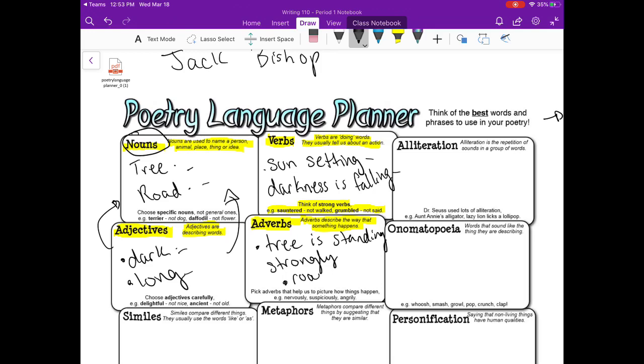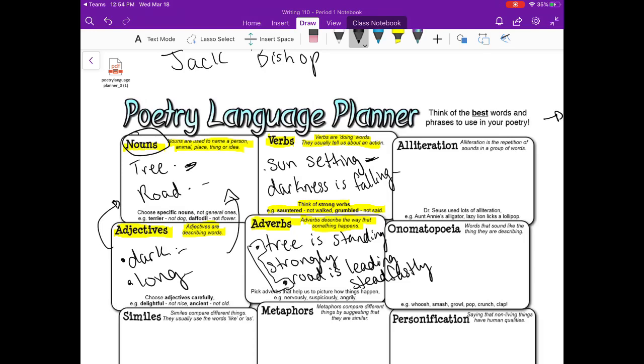The road is leading steadfastly. Okay, so think about your nouns, think about the actions, and think about how they are doing those. Okay, we're going to get to some nice, really strong answers with these. Okay, so those are our parts of speech.